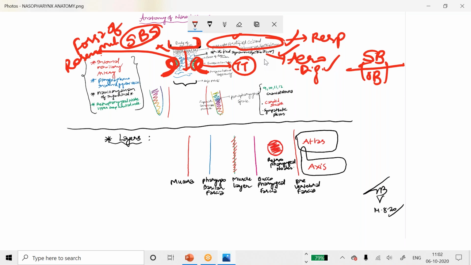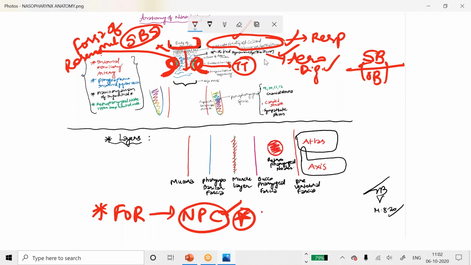Why is this fossa of Rosenmuller important? The fossa of Rosenmuller is a site for nasopharyngeal carcinoma, which we are going to discuss today. Nasopharyngeal carcinoma most commonly arises in the fossa of Rosenmuller region. This is the eustachian tube, and here will be the fossa of Rosenmuller. This nasopharynx is going to open down, in front of the second and third cervical vertebrae, towards the laryngopharynx.